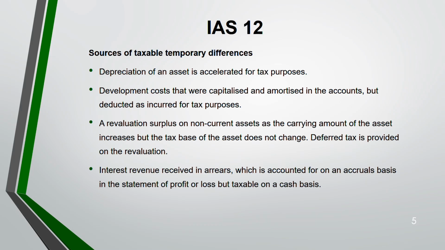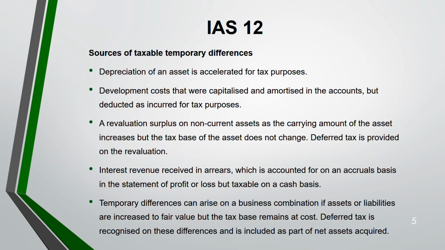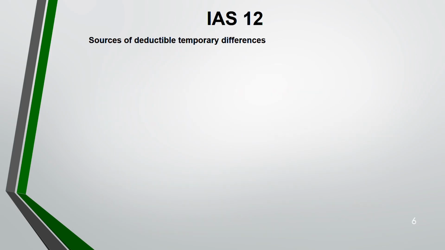Next, interest revenue received in arrears, which is accounted for on an accrual basis but taxable on a cash basis. So again, there will be a difference between the carrying amount and the tax base, because one is on accrual basis, one is on cash basis. Then temporary differences that arise on business combination. If assets or liabilities are increased to fair value, but the tax base remains at cost, then deferred tax will be recognized on those differences, which will be included as a part of net assets acquired.